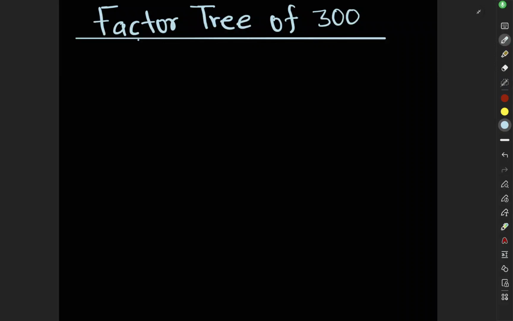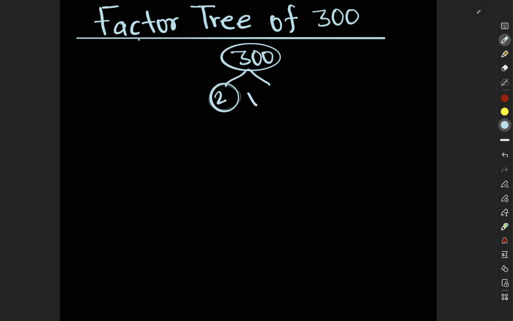Factor tree of 300. So 300 can be written as 2 times 150. 2 times 150 means 300. So 150 can be written as 2 times 75. 2 times 75 means 150.